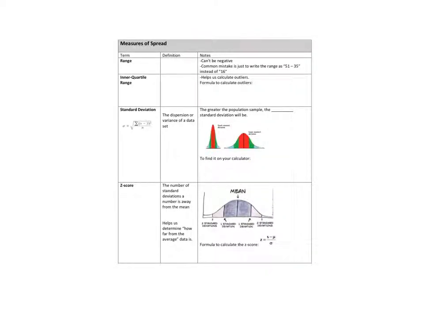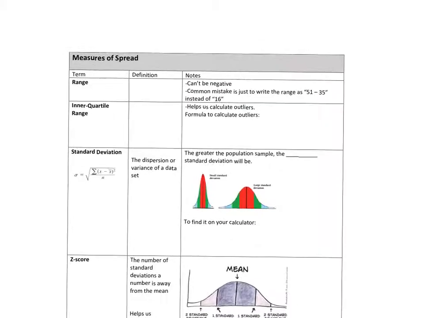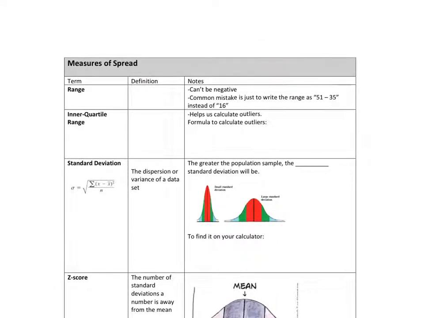This section is more about measures of spread. So we already talked about the range. The range is the max minus the min. When you do the range, a common mistake is for people to just write 51 minus 35, or 35 to 51, and just write 16. Actually do the max minus the min.